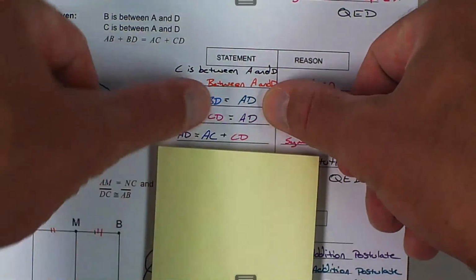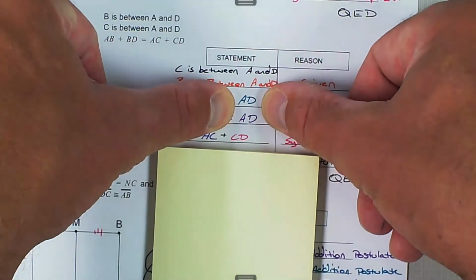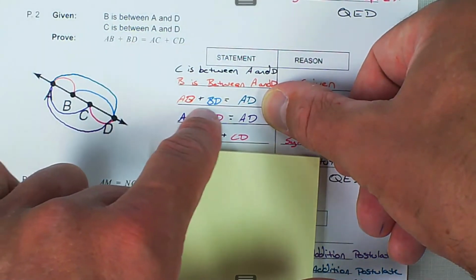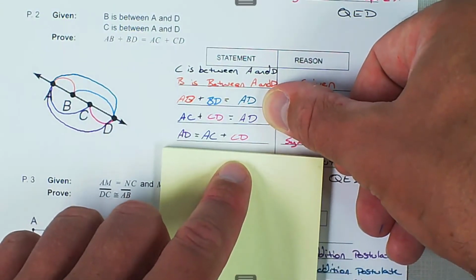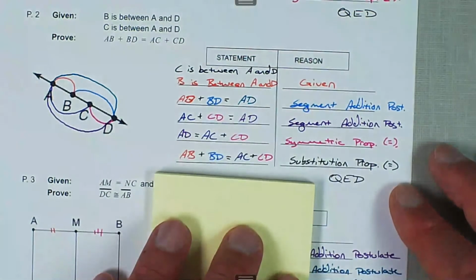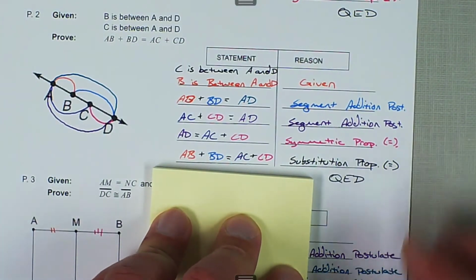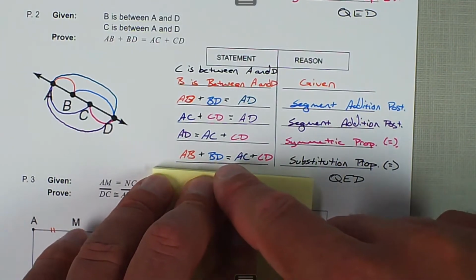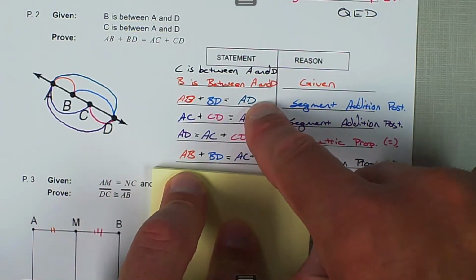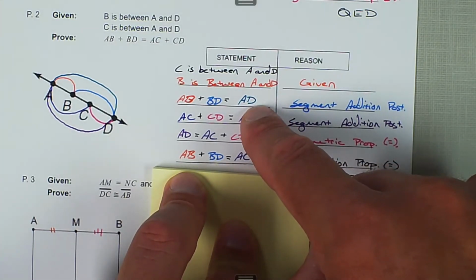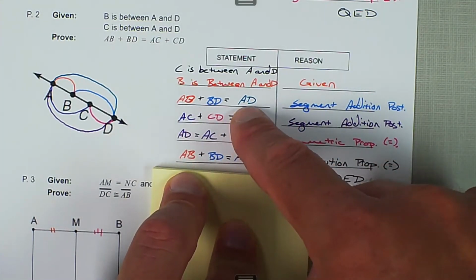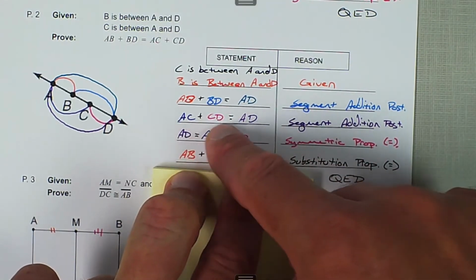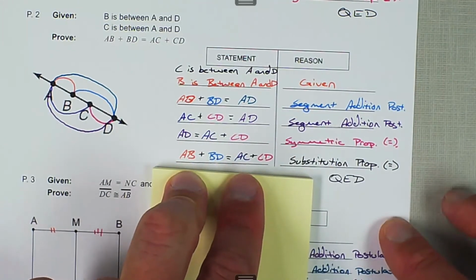And if you notice here, they're both equal to AD. So in step 2 and 3, they're both equal to AD. AB plus BD is equal to AD, and AC plus CD is also equal to AD. So now we can use substitution or the transitive property. Either one works, and we can take our AD out right here, and we can replace it with AC plus CD, which is what we have there.